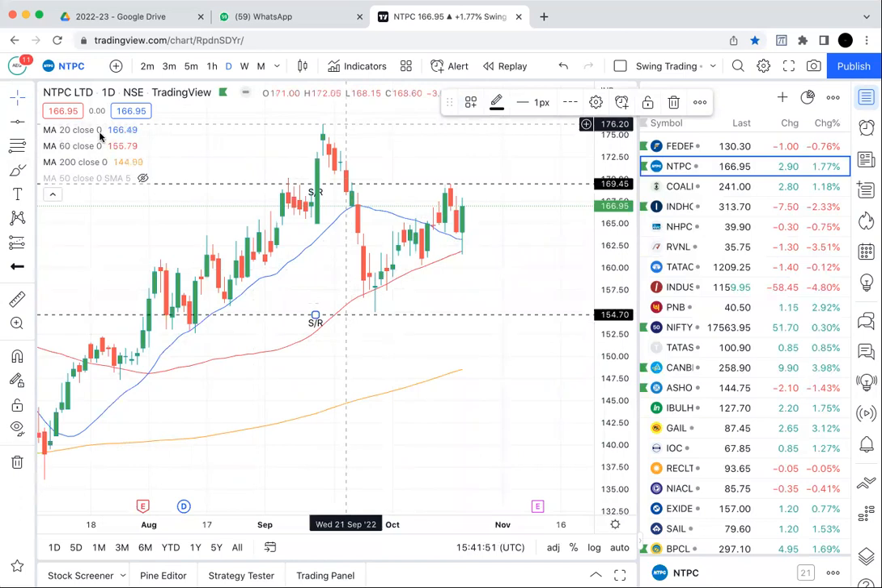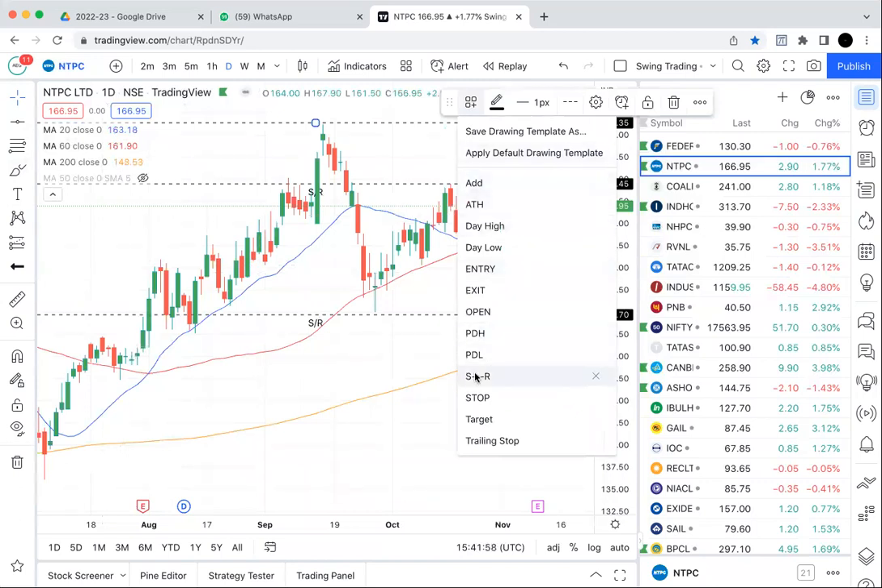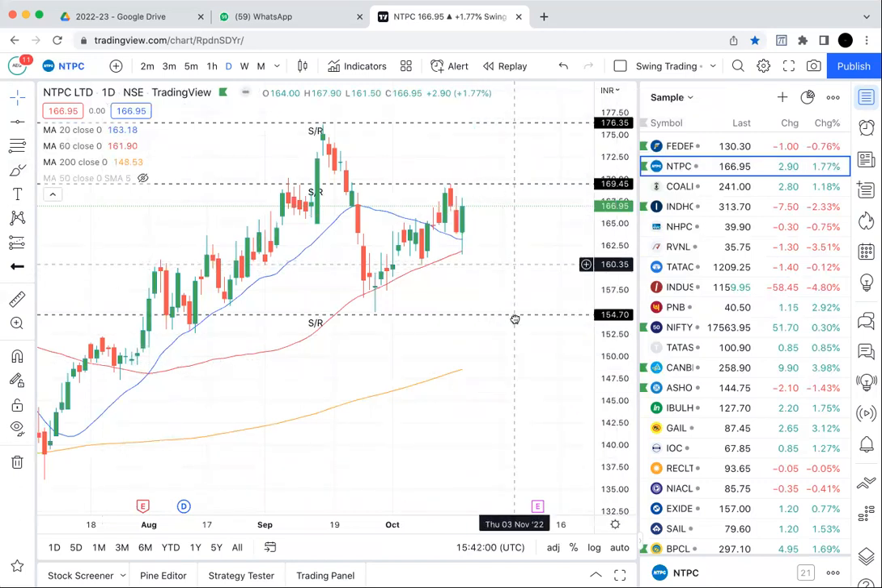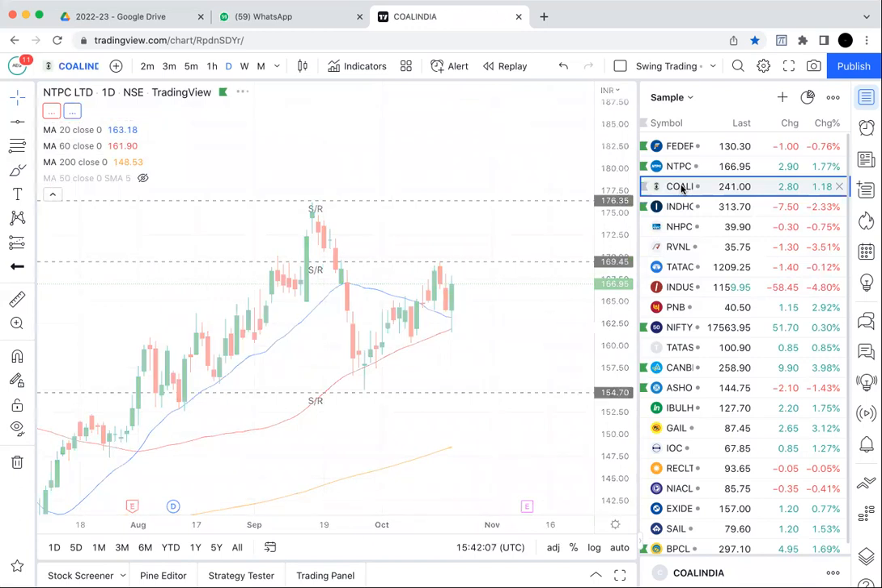See, this is also another area of resistance. So I'm going to draw that there just so that we know that this resistance level is up there. Okay, so we're aware of that. Okay, that's NTPC. I drew the support and resistance lines.